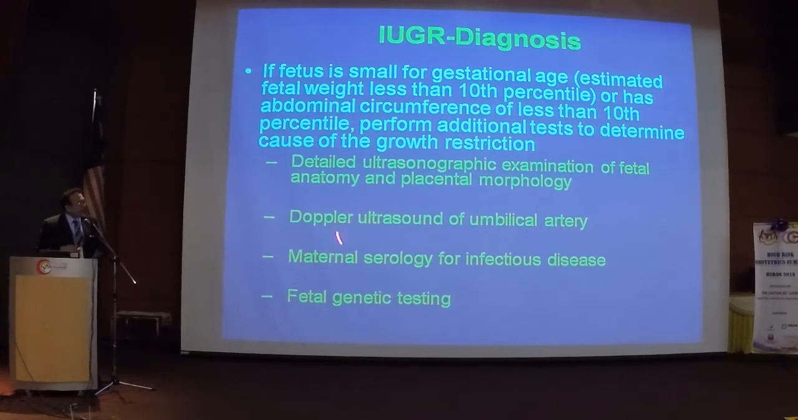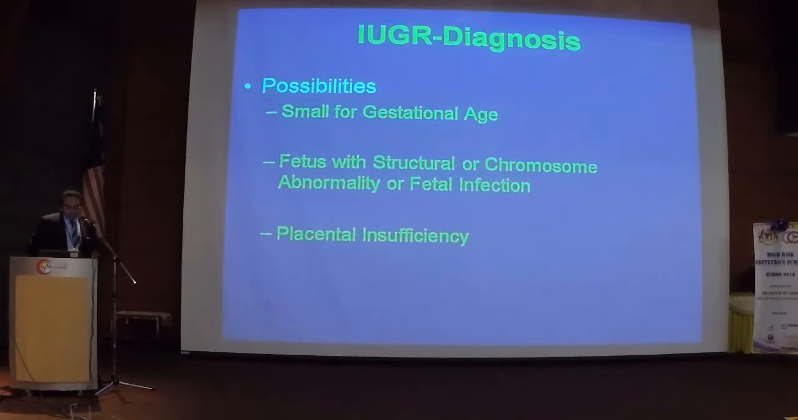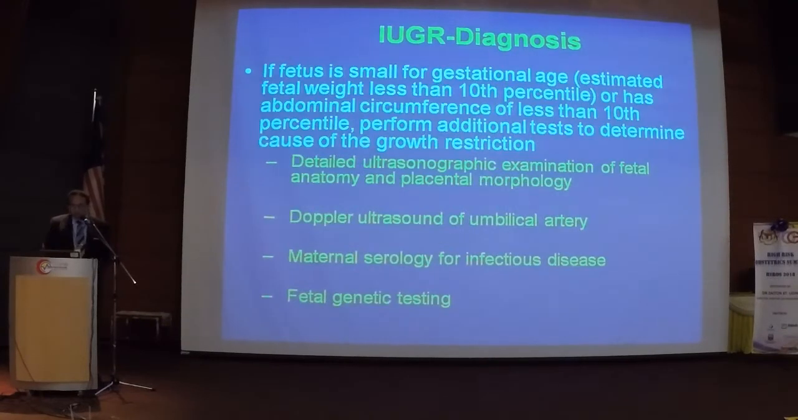And commonly we do a Doppler of the umbilical artery. Why umbilical artery? Because the umbilical artery is within the umbilical cord, and the umbilical cord is originating from the placenta. So the Doppler study of an umbilical artery will reflect the placental function. Okay, remember, one of our main causes is placental insufficiency. Yeah? So to diagnose placental insufficiency, one of the key investigations we need to do is a Doppler ultrasound of the umbilical artery.